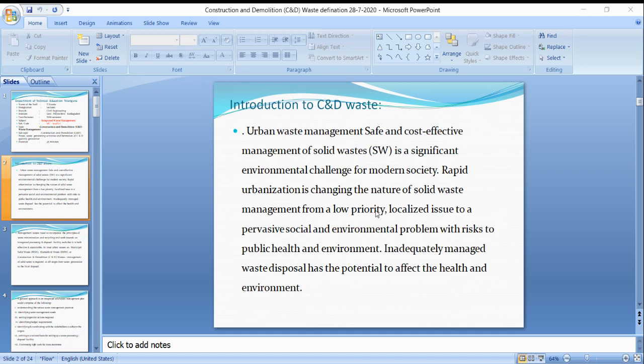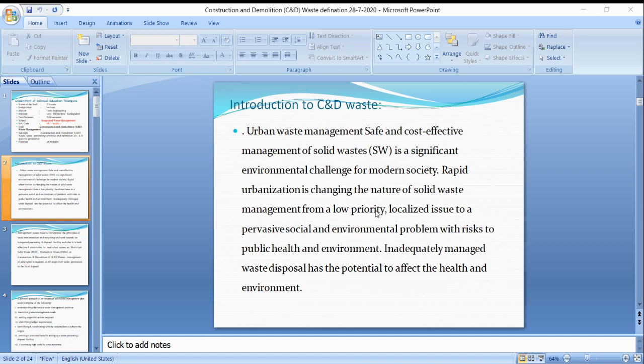In the cities, we generally get a lot of waste, not only municipal waste, not only biomedical waste, but also a lot of construction waste. So they require management which is safe, and also cost effective, because cost is also most important. It is a significant environmental challenge for modern society.